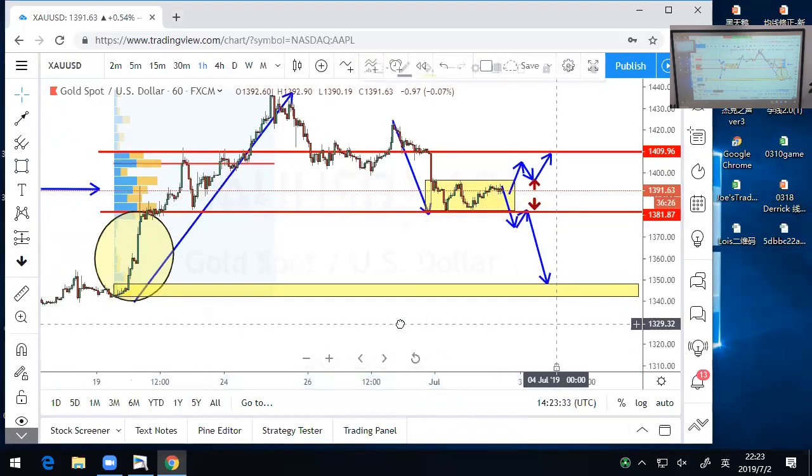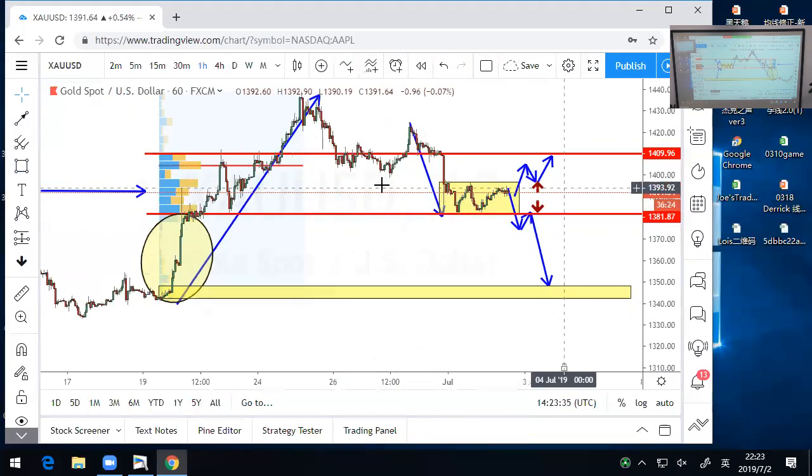So does anyone understand what we're talking about on the gold? Just make sure this 1381 level works. You can set an alert. Let me just show you how to set an alert. You can click the TradingView alerts.